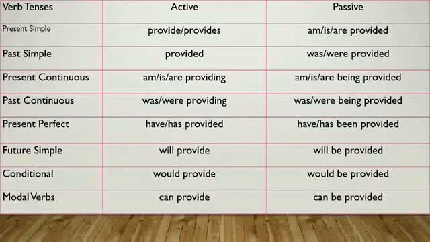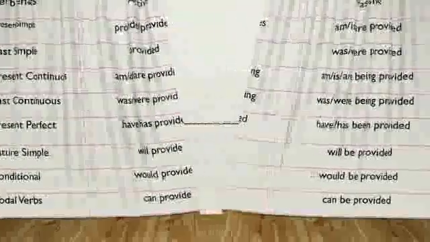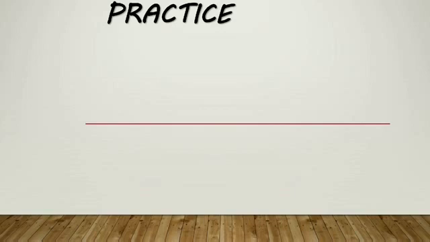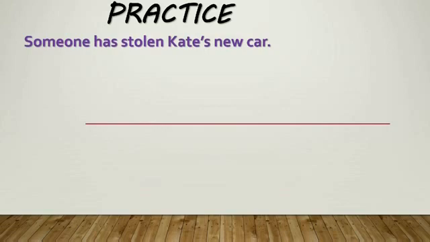Check out this table. So we have tenses in the active and in the passive. So present simple, provide, is provided; past, provided, was and were provided, etc. Present continuous, is providing, is being provided. So what matters here is the verb to be is conjugated in the tense of the verb in the active, plus the past participle of the main verb. Let's do some practice.